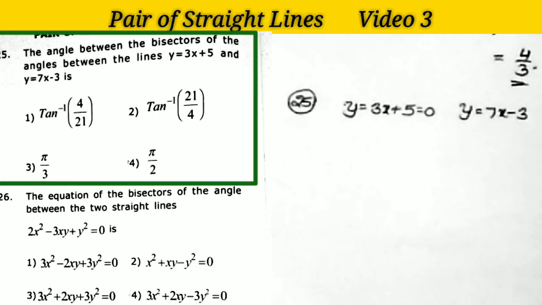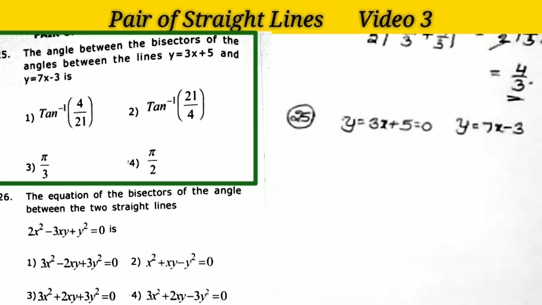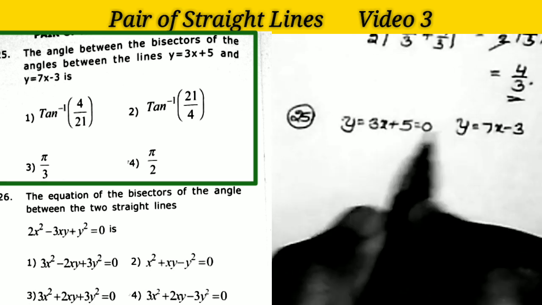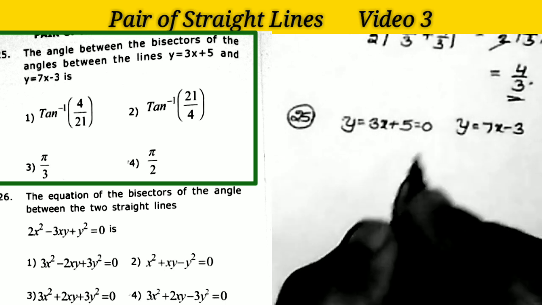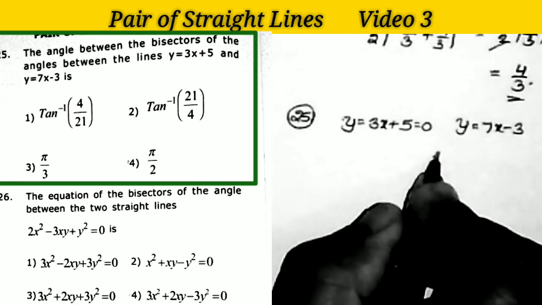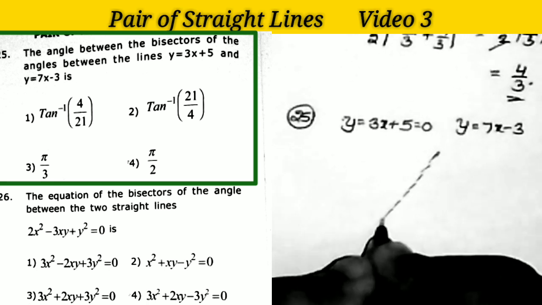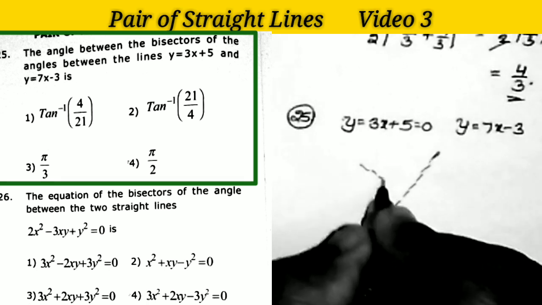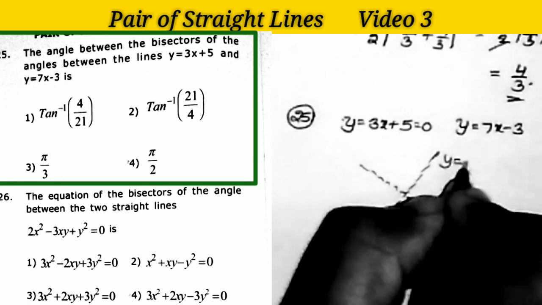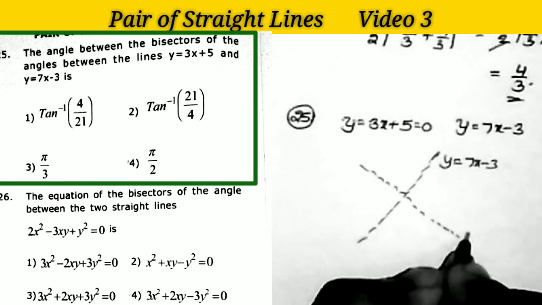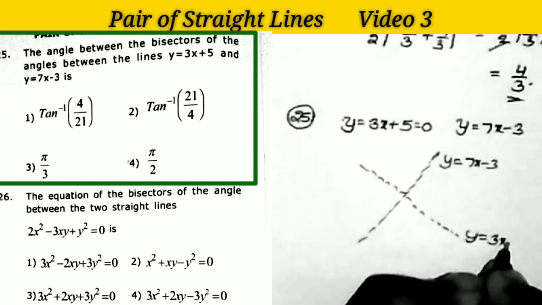Next question, sum number 25. The angle between the bisectors of the angle between the lines y is equal to 3x plus 5, y is equal to 7x minus 3. So, the angle between the bisectors of the angles of these lines, that is, the angle between the angular bisectors of the given lines. For example, first suppose these are the given lines. The first line is y is equal to 7x minus 3. The second line is y is equal to 3x plus 5.